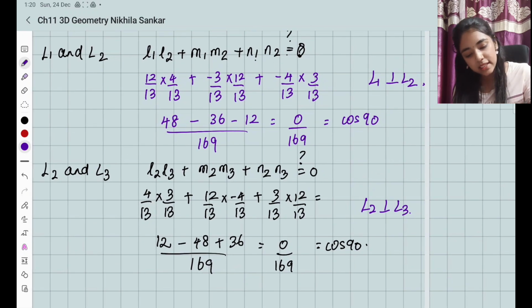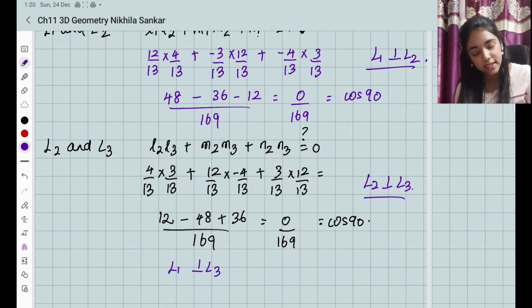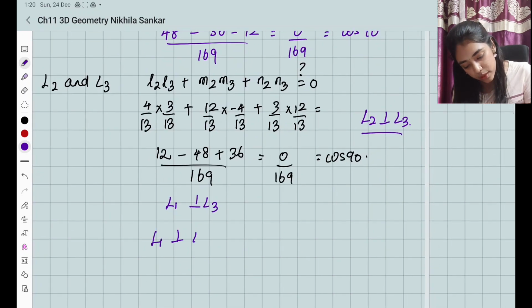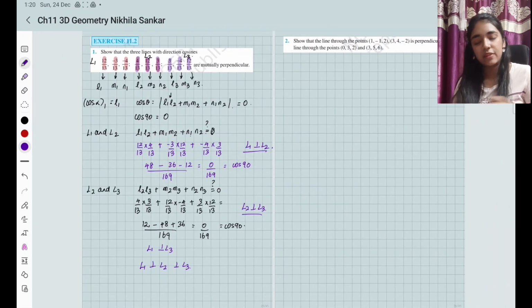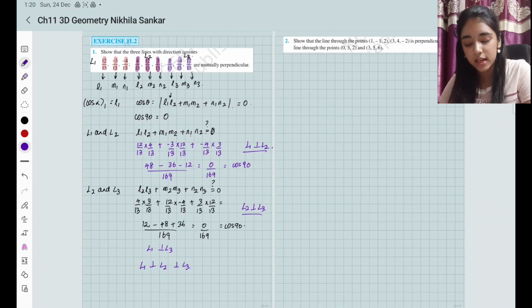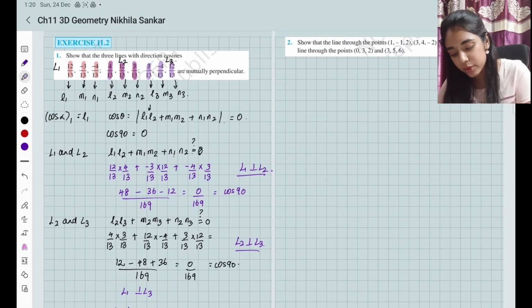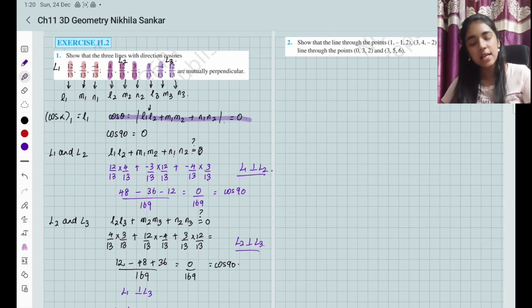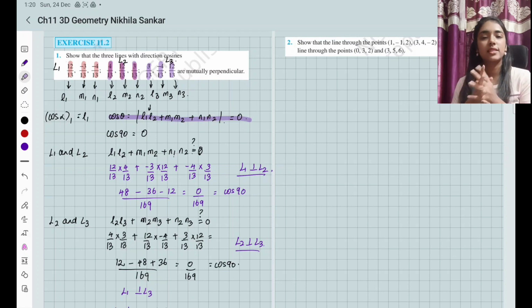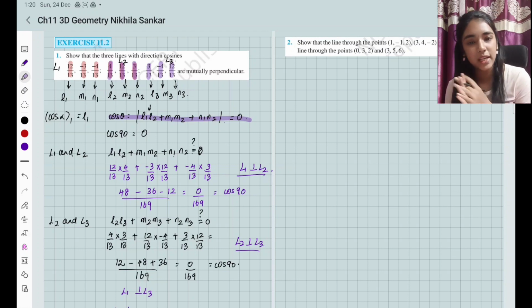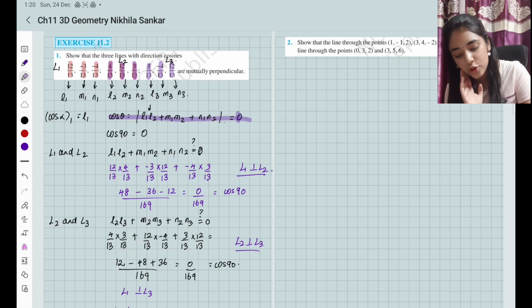Now what do we see from these two? From this and this, I can say that L1 is also perpendicular to L3. So we proved that line 1 is perpendicular to line 2, perpendicular to line 3. Okay, understood? So if direction cosines are given, take this particular equation using this definition. Just remember this. So cos theta equals L1 L2 plus M1 M2 plus N1 N2. Multiply the corresponding direction cosines and add them; if you get 0, it is going to be perpendicular.